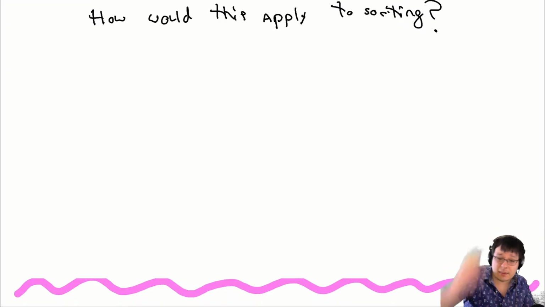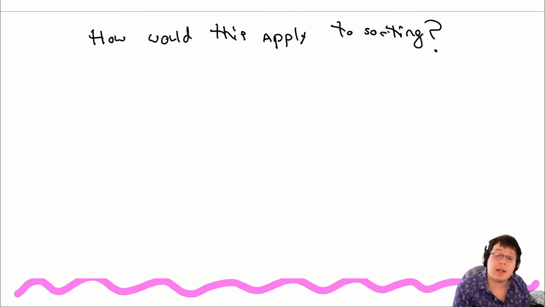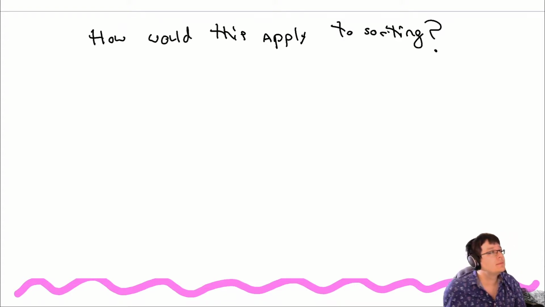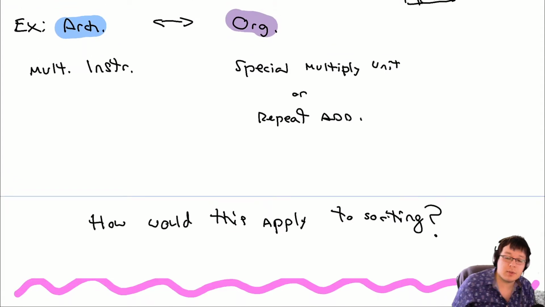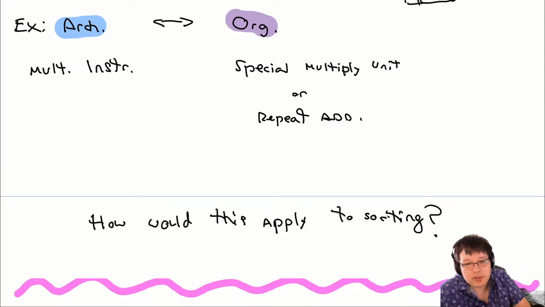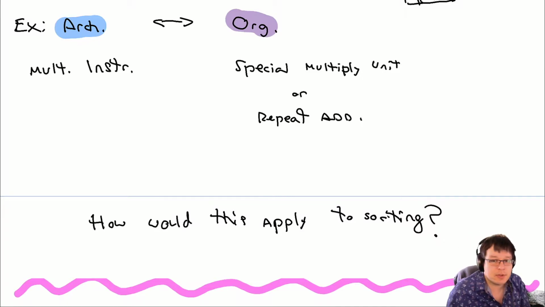So my second example that I thought about was, how would this apply to sorting? So I asked you guys, how would you apply this sort of architecture versus organization to a sorting instruction and how you accomplish it? So go ahead. And here I can put this side by side so you can kind of see. So with a multiplication, the architecture is the multiplication instruction, and the organization is like a special multiply unit or calling other pieces of the hardware like an addition repeatedly.